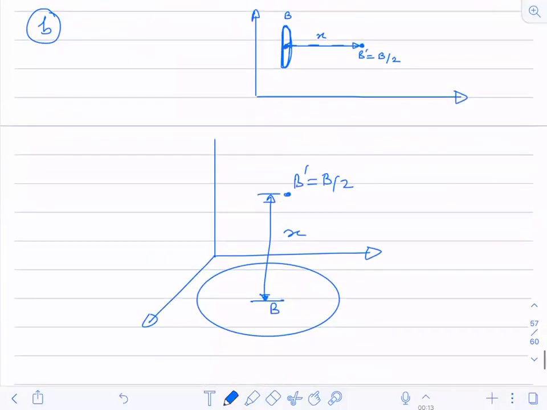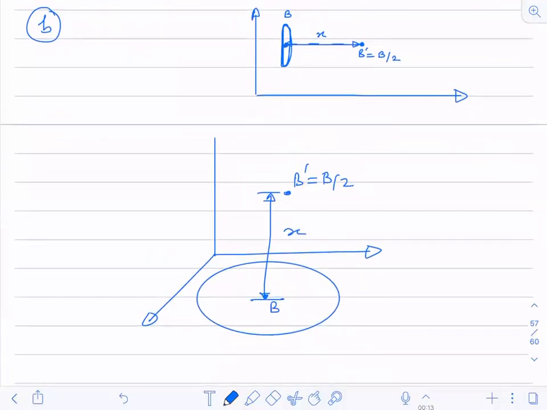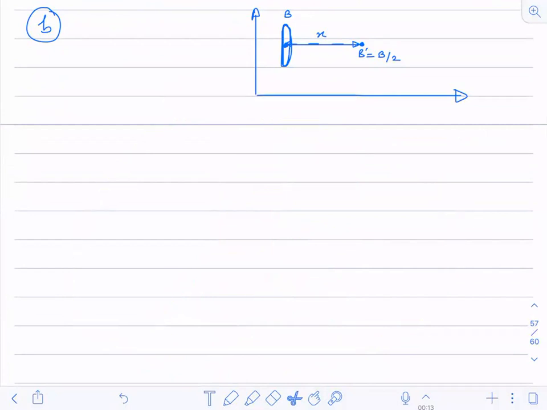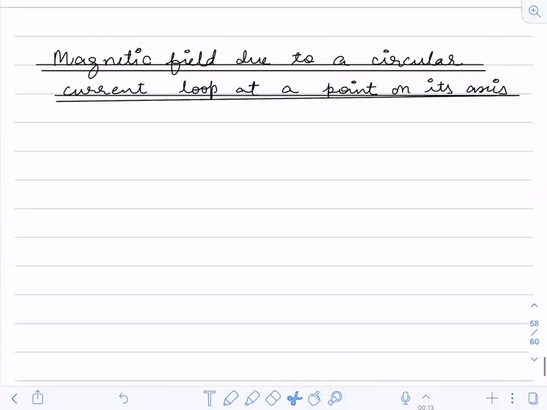I hope you have understood this problem B, the situation. Now, just see here. We are going to calculate the magnetic field. Before starting this question, we will first try to analyze this case.